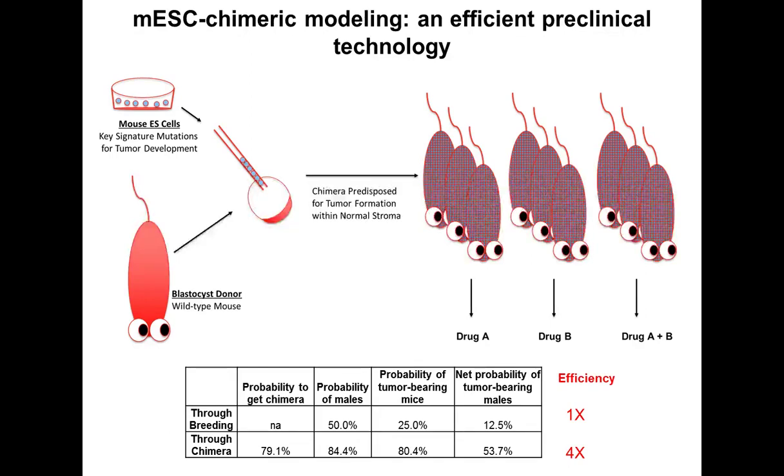So this is the basic idea we tried to accomplish, and then we did all the technical work to make this work, and eventually the lower table shows that by doing so we increased the efficiency of getting tumor-bearing males by 4-fold. That's just talking about the efficiency of getting the mice per cohort, like per litter. But we also save a lot of time. So by doing this, we were able to actually test our idea of combination therapy.